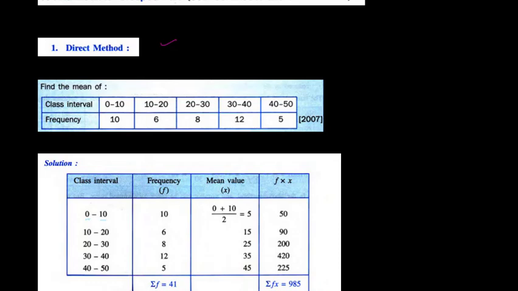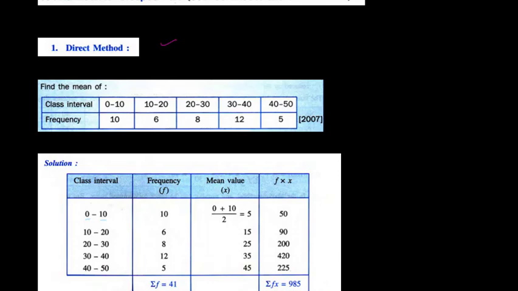So 0 plus 10 divided by 2. Similarly 10 plus 20 divided by 2, 20 plus 30 divided by 2, like that. So this is your mean value. Now in the direct method, this mean value and this frequency we will multiply. So 10 into 5 gives 50, 6 into 15 gives 90, like that. And then we will add all these fx terms, f into x terms. So this is our summation of fx and this is your addition of frequency.